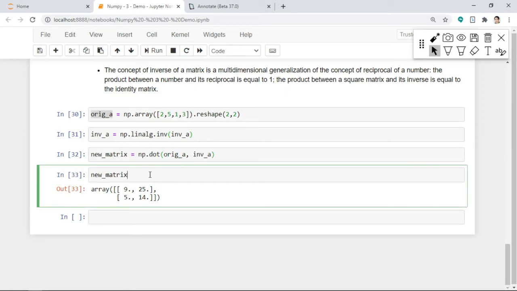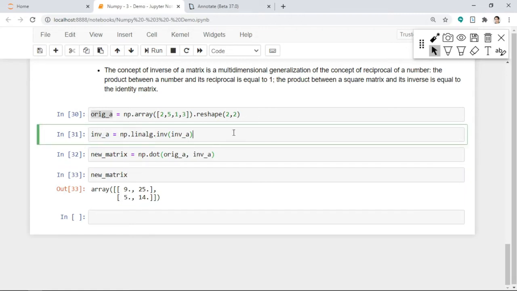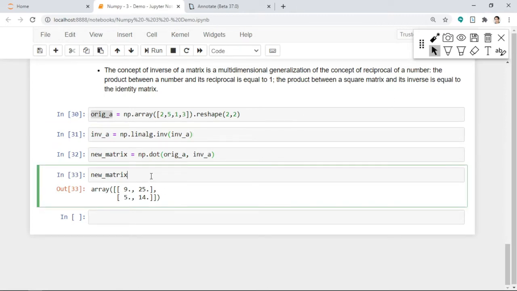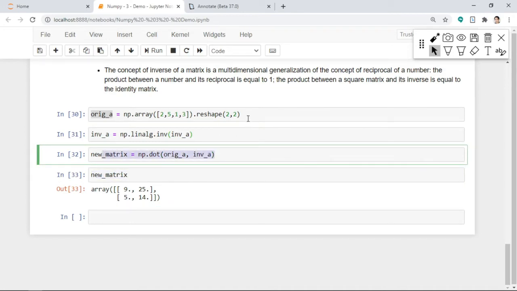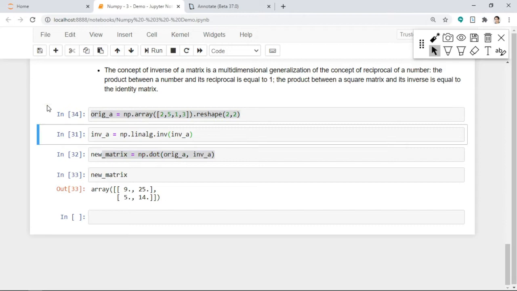So this new matrix is dot original. This one is the inverted one. It means that the product between a square matrix and its inverse is equal to the identity matrix. Okay, so np dot. Let's execute this one. This one is the original.